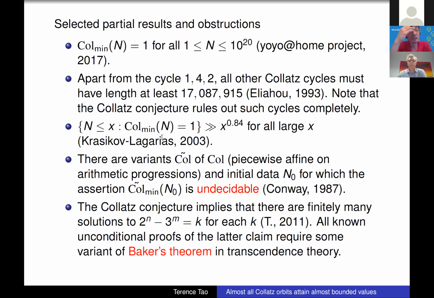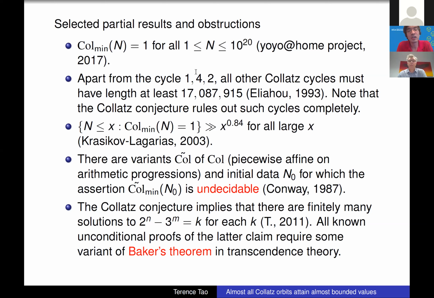One way the conjecture can fail is if there is a non-trivial cycle. So we've already seen one cycle. If you start with 1, it cycles 1, 4, 2, 1, 4, 2. If there was any other number n which cycled back to n without touching 1, then the Collatz conjecture will be false, because the minimal value of that orbit will not be 1.